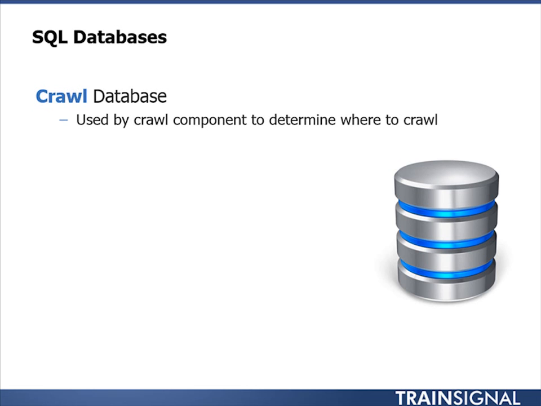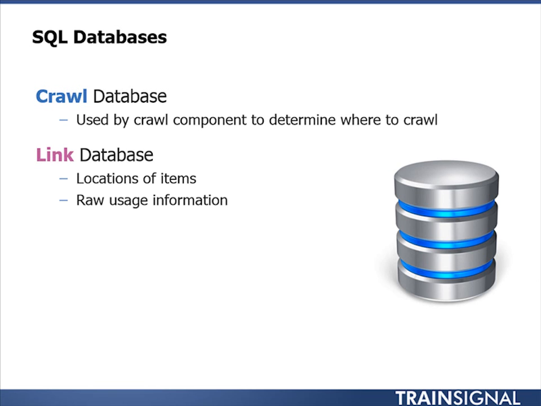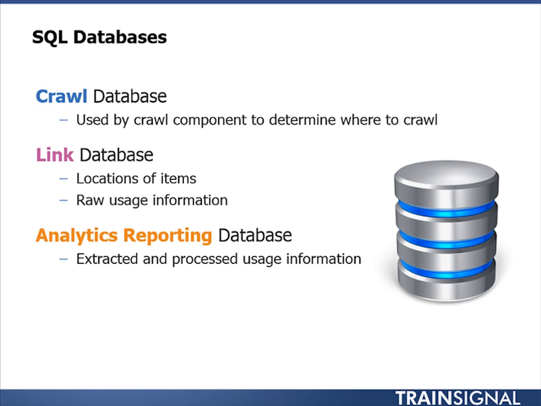Any time my crawl component crawls a location and finds a brand new link, rather than crawling that link then and there, it's going to add it to the crawl database, so that the crawl component can go back and pick it up at a later point in time. We're also going to have our link database, which stores the location of all the different items, and it's going to store the raw usage information that my analytics component will eventually read, process, and then output to our analytics reporting database.